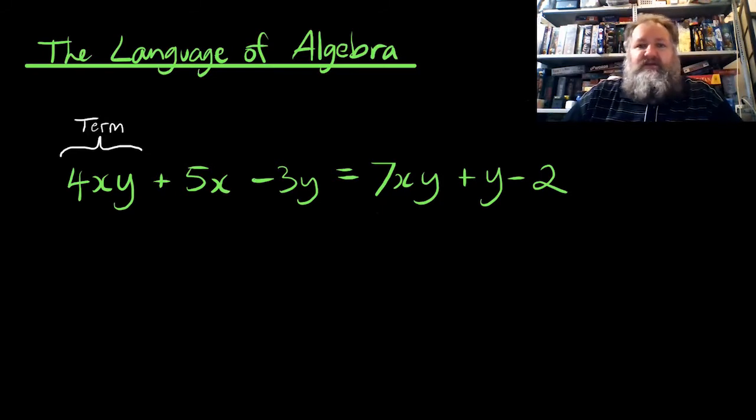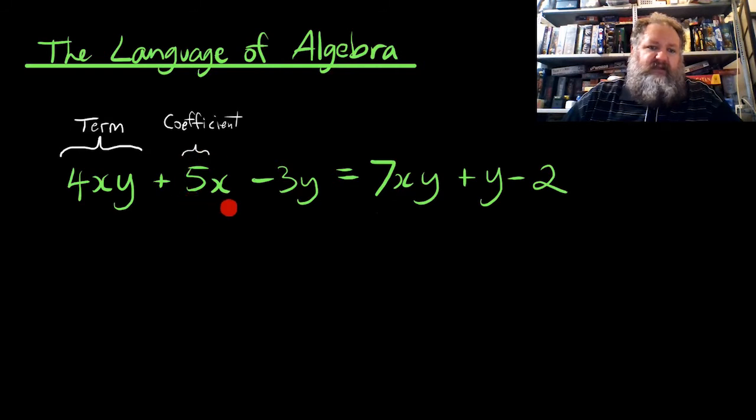Now, the numbers are referred to as a coefficient. So the coefficient of this term that I'm looking at right here, the coefficient is the number. The coefficient of this term is the number 4. Here the coefficient is 5. Here the coefficient would be -3. Okay, so we've got the numbers sorted.